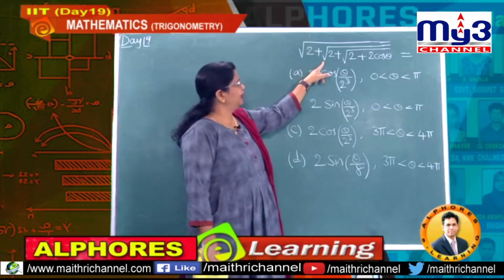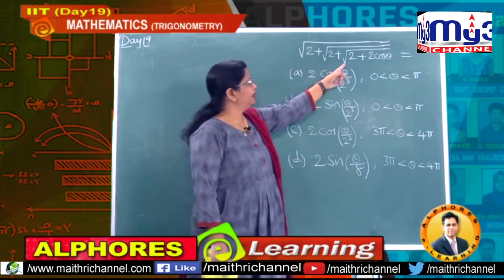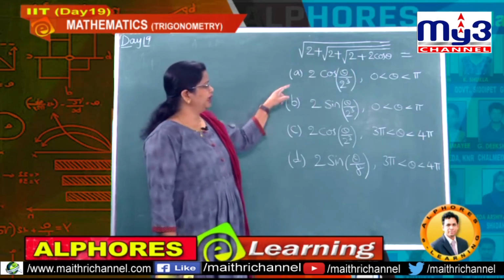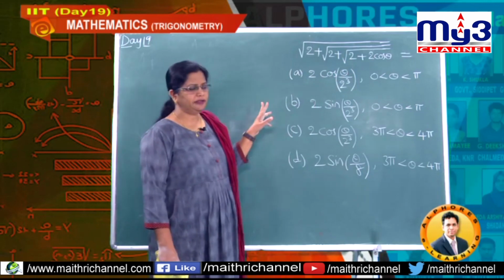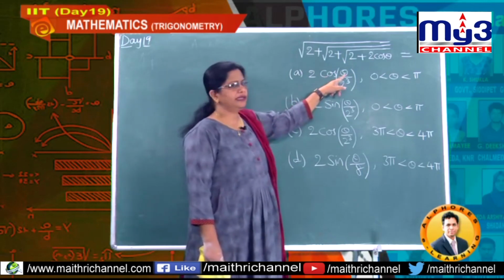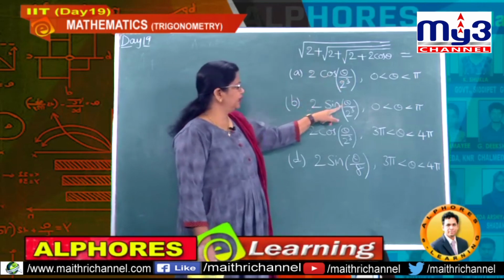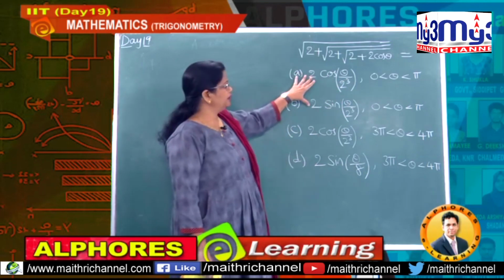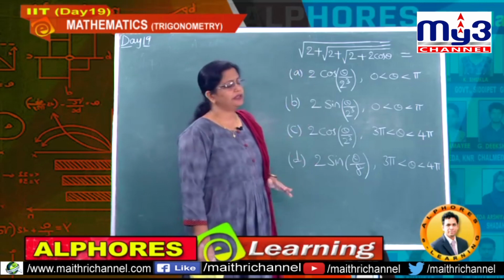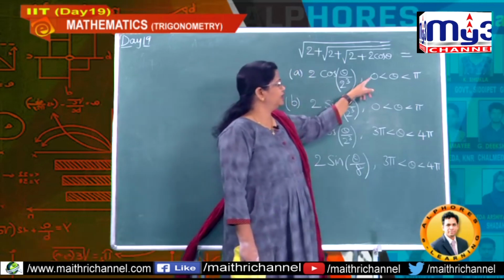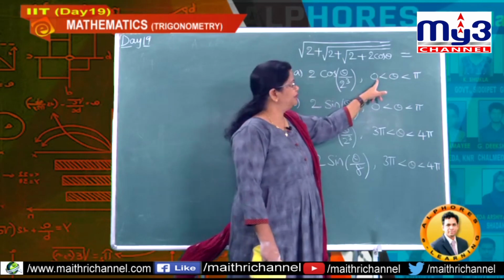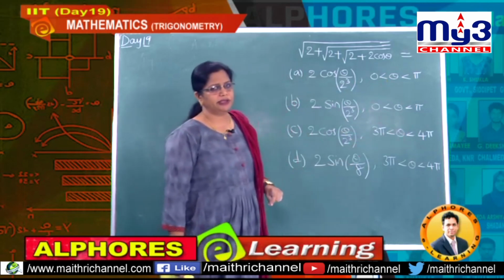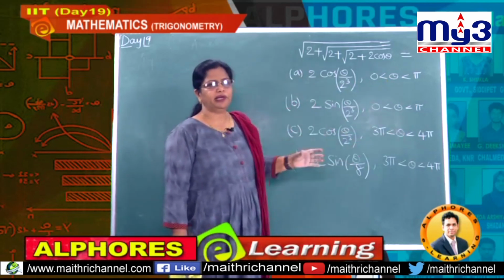Now students, observe this problem. Under root of 2 plus, again under root of 2 plus under root of 2 plus 2 cos theta. Options are given like this. Observe students, there are only two values in the options. What are those two values? 2 cos theta by 8, right? And this is 2 sin theta by 8. Here also the same value. That means you are observing only two values, but they have changed the conditions. What are the conditions here? Here theta is between 0 and pi, whereas here theta is between 3 pi and 4 pi. Understand? That means this is a question of more than one answer.